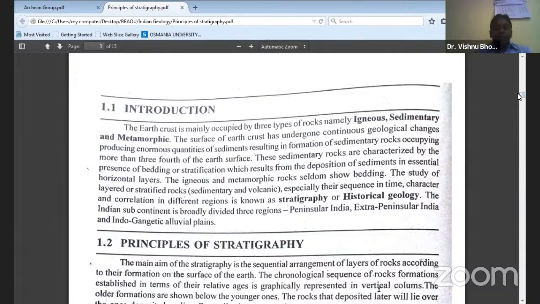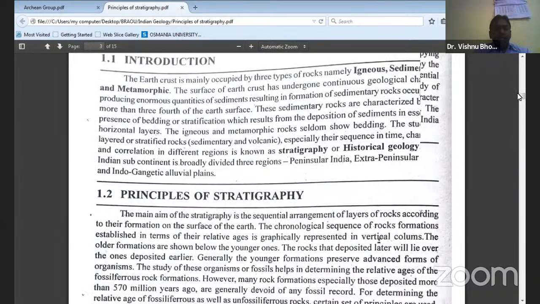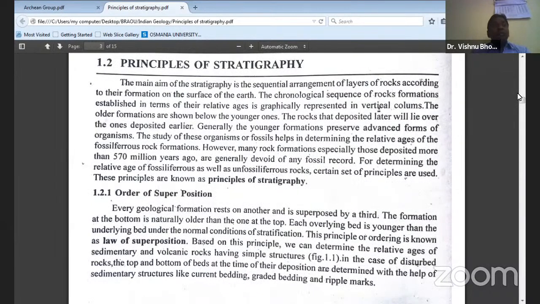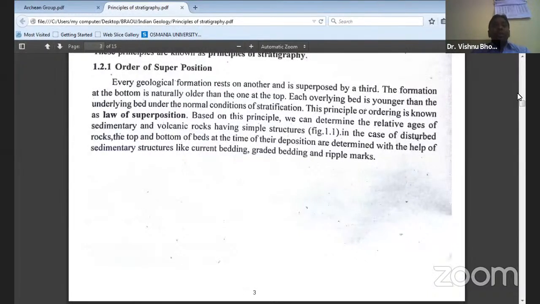So it is speaking about stratigraphy or historical geology, and it gives us some principles, so that it is known as the principles of stratigraphy. And once again, order of superposition means the older rocks are always formed at the bottom, and the younger rocks are formed at the top level. So this is the order. According to this order, the rocks are formed, and it gives the time of deposition, what type of deposition formed, and it gives the age also.